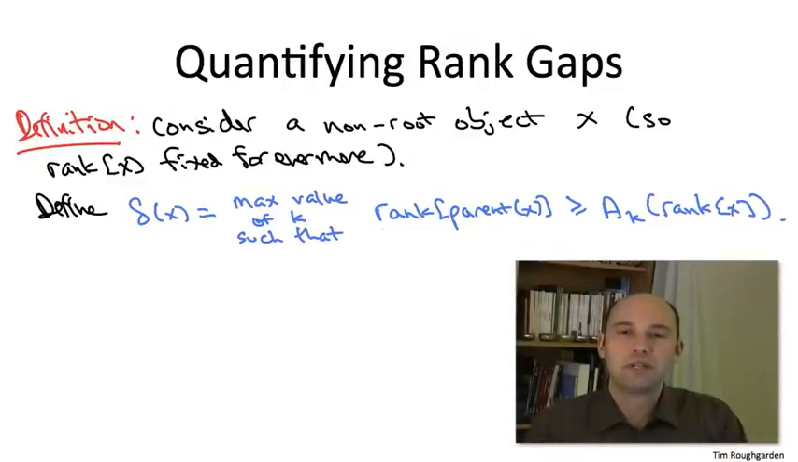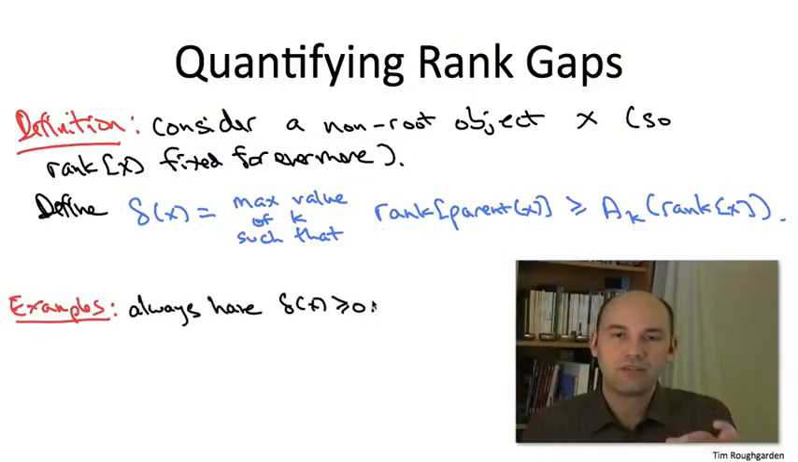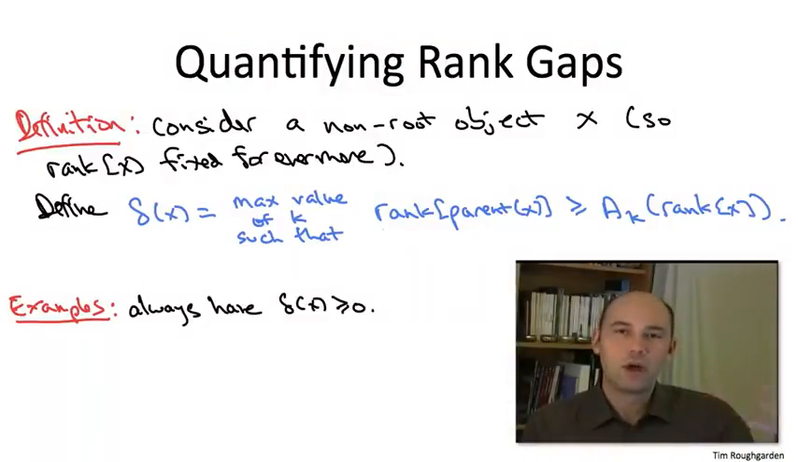So let me talk through some simple examples just to make sure this makes sense and also review the Ackermann function a little bit. First of all, let me just point out that delta of x is always non-negative for any non-root object x. Why is this true? Well, remember, and this goes all the way back to our union by rank discussion, the rank of an object's parent is always at least one more than the rank of that object. And the function a sub 0, recall, we define just as the successor function. So for every object that's not a root, its parent has rank at least one more than it, and that means we can always at least take k to be 0 and have this inequality be satisfied.